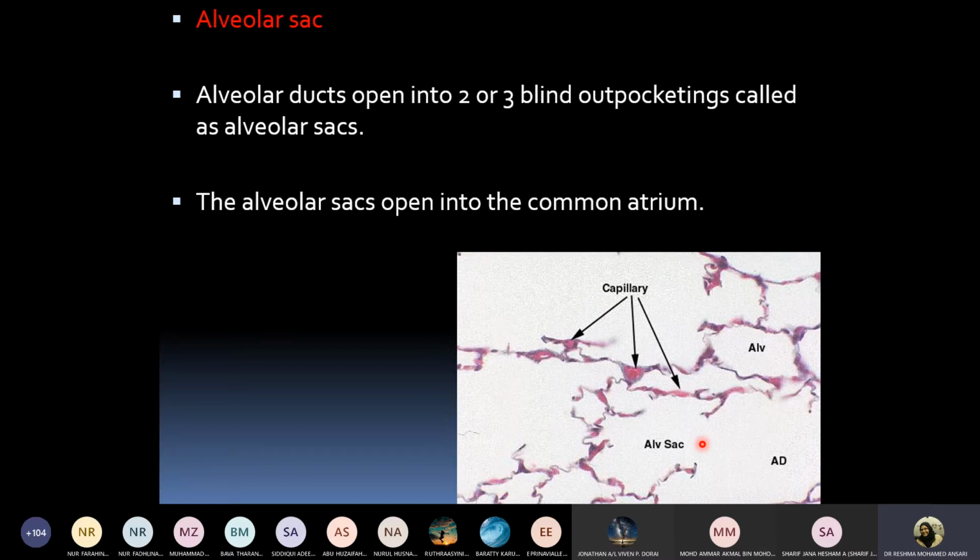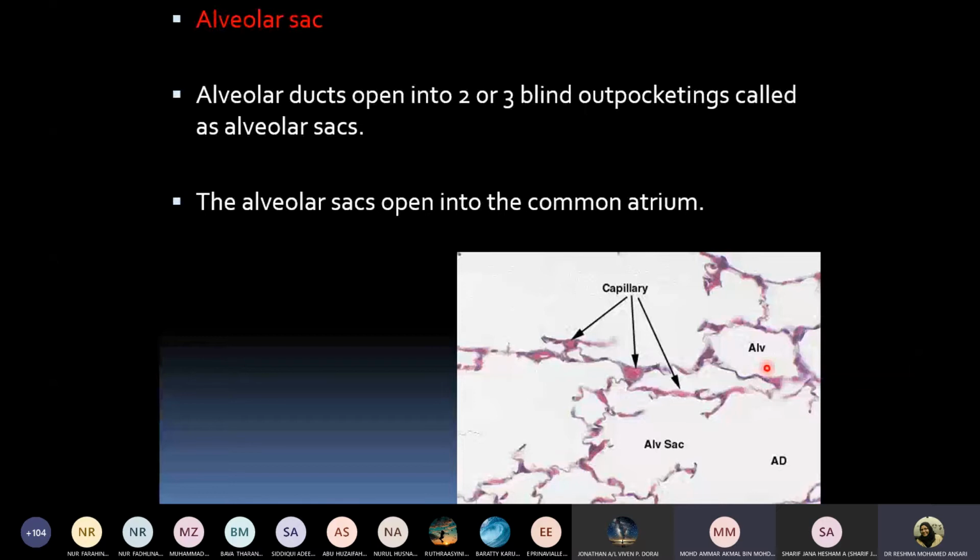Yes, no? Yes. Okay, can you repeat that? Okay, if many alveoli open into a common atrium, in this figure it is called ALV-SAC, alveolar sac. If one alveolus is closed on all its ends, we call it a simple alveolus. Clear? Oh, all right. Thank you.